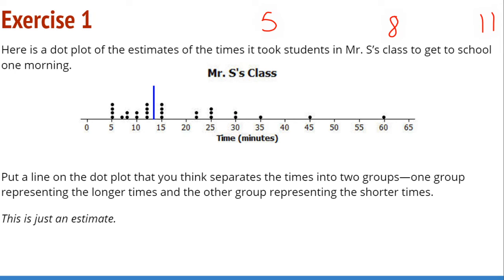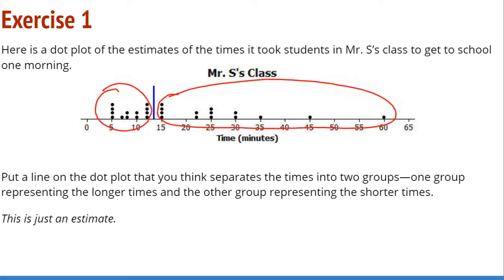So taking a look at some exercises here, here is a dot plot of the estimates of the times it took students in Mr. S's class to get to school one morning. So put a line on the dot plot that you think separates the times into two groups. One group representing the longer times and the other group representing the shorter times. And you can see that I picked someplace kind of between 10 and 15, probably about a 13-ish is what I picked. And remember, this is just kind of an estimate here. No right or wrong. I felt like I had about half of the responses here, and I had about half the responses here.